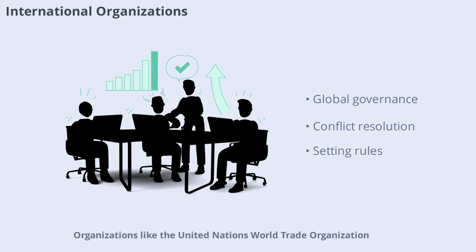Organizations like the United Nations, World Trade Organization, and International Monetary Fund play crucial roles in managing geopolitical tensions. They provide forums for dialogue, set rules, and offer resources for conflict resolution. While not always successful, these institutions help maintain a degree of order in an often chaotic world. Understanding their functions is key to grasping how global governance operates.